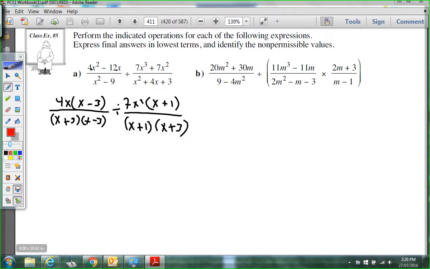So again, I know I'm being repetitive. Here, here, and here is where my zeros are going to come from for non-permissibles. So x cannot be 3, 0, negative 1, and negative 3, which you already have. So there's your non-permissibles. Okay, so then I'll rewrite below here and look at my canceling.